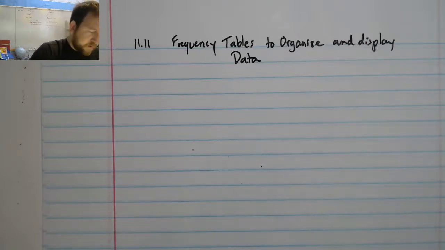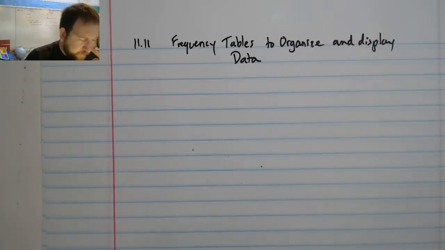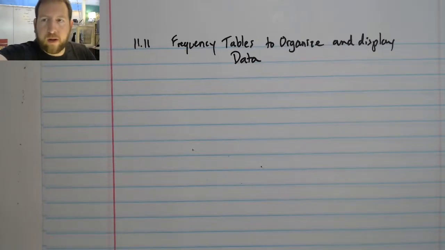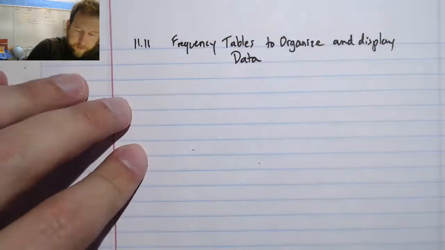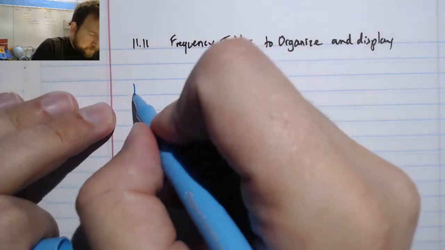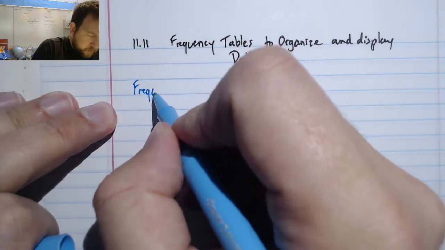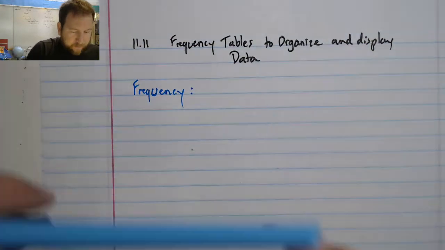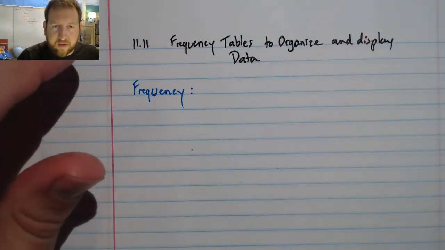All right, I want to talk about section 11.11 today, frequency tables to organize and display data. And we're going to talk about a couple of new words this time. First, I want to mention the word frequency. Let's do it in another color. And this simply means the amount of times that something happens.